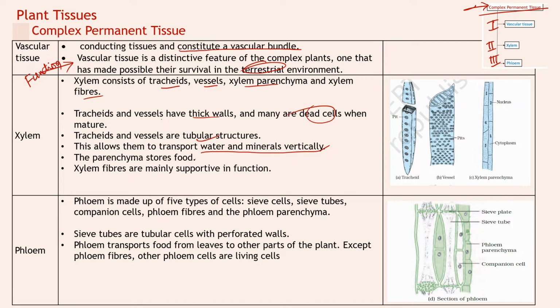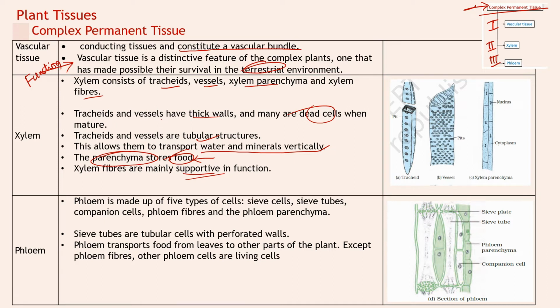Parenchyma stores food. So xylem parenchyma will be different from other cells because they store food, whereas tracheids and vessels transport water and minerals. Xylem fibers are mainly for support function. So all four types of xylem perform different functions.